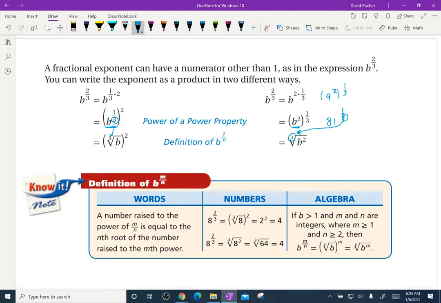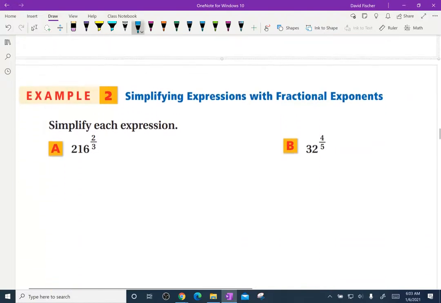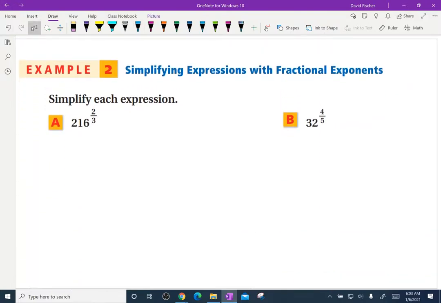Okay? So one theory says let's take the root first and then square whatever that answer is. This one says let's square it first and then take the root. So either way will get us the same answer, and I'll do it both ways one time here, and then you can pick whichever way works for you, and I'll talk about speed and still being accurate.